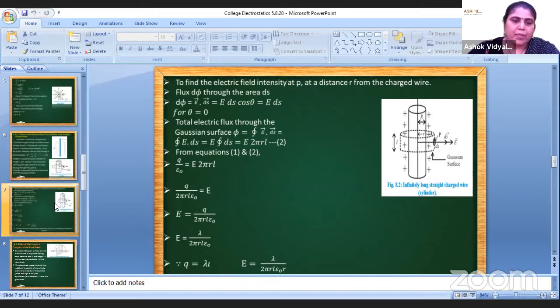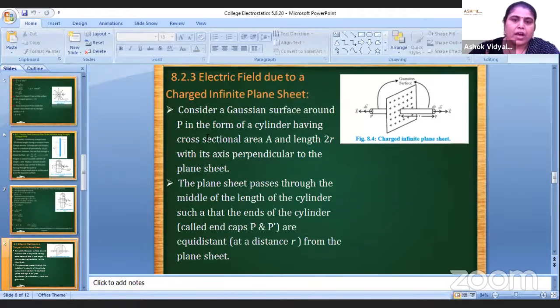Now the next application is the electric field due to a charged infinite plane sheet. In front of you is the diagram of this plane sheet. You can imagine your notebook cover like this, that is the plane sheet.